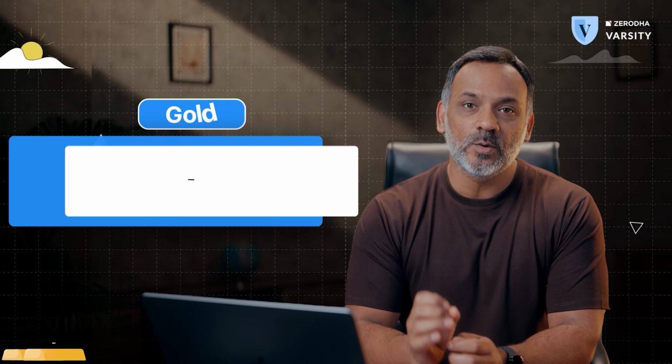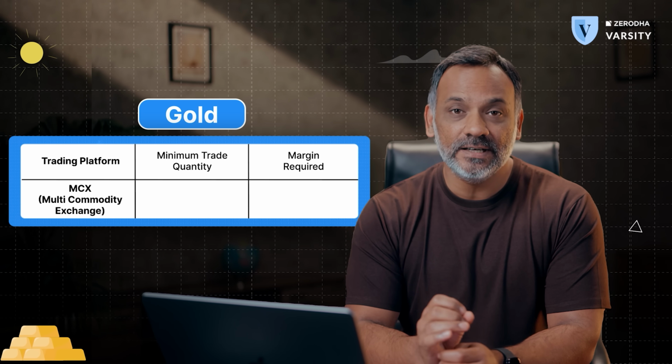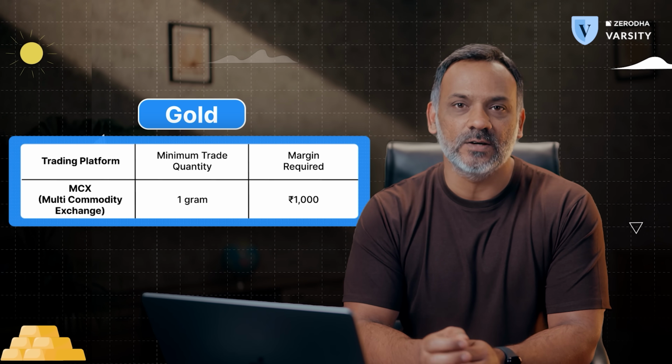Gold is a super interesting commodity and it's also one of the most actively traded commodities on MCX. This is because you can even trade 1 gram of gold for which the margin requirement is just under 1000 rupees. In this video, I'll explain all the nitty-gritties involved in trading gold. So go grab your pen and paper, and by the end of this video, you should be in a position to get started with gold trading.